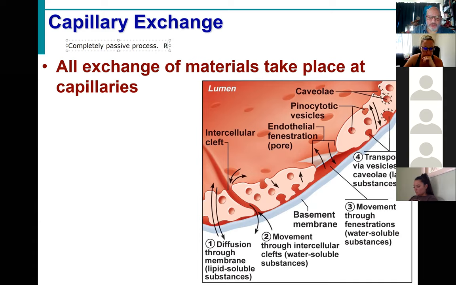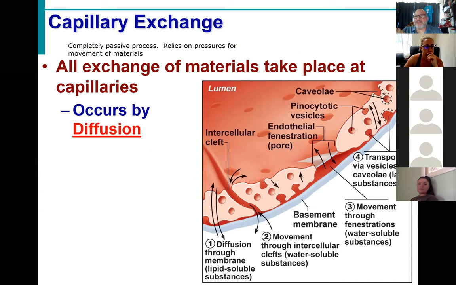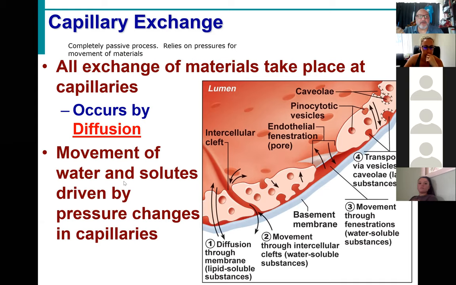And as such, it is going to rely on pressures for the movement of materials. And so we need to talk about those pressures that are going to be involved in this process. All right, so again, this is a passive process, relying on pressure gradients as well as concentration gradients to cause movement. So it's completely passive, it occurs via diffusion. It's movement of water and solutes driven by the pressure changes in relation to the capillaries and what's going on outside the capillaries, right, the interstitial fluid.